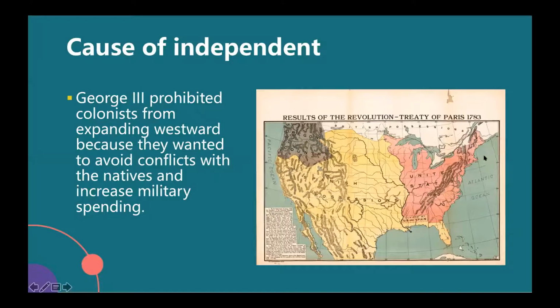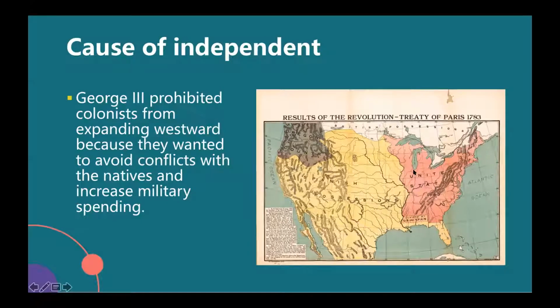So now this is the United States, and here, they really want to expand to California, to Washington, but George III prohibits it. George III doesn't want them to expand more, because they are angry about the war with the French. George III doesn't want them to do that, because he wants to avoid conflicts and increase military spending.